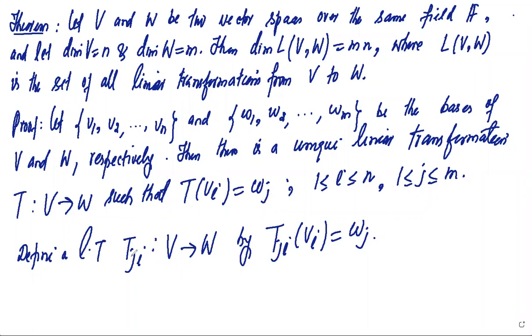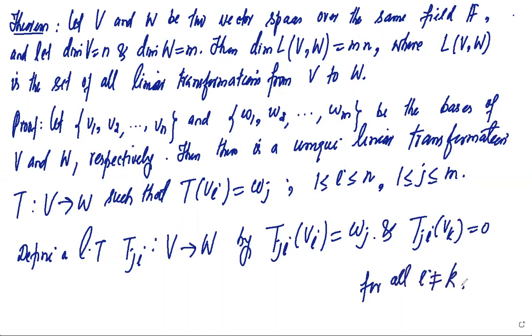तो इसी तरह से अब हम linear transformation इस आइडिया को यूज करके डिफाइन कर सकते हैं and name that linear transformation as Tji from V into W, and we will define it by Tji of Vi is equal to Wj, and Tji of Vk is equal to 0 for all i not equal to k. We have to clearly look how we have defined this linear transformation.